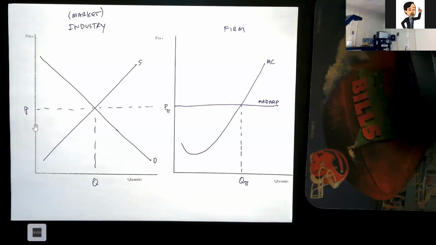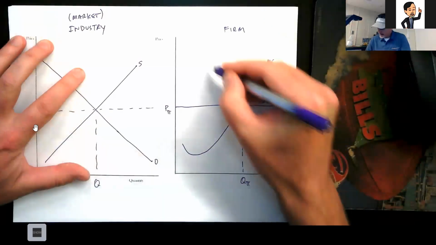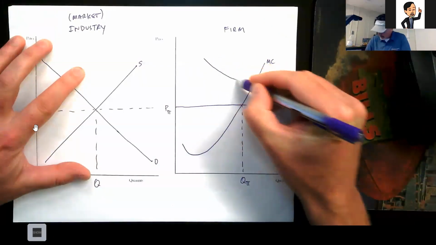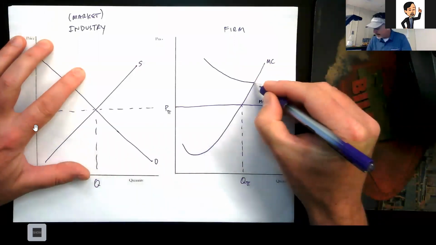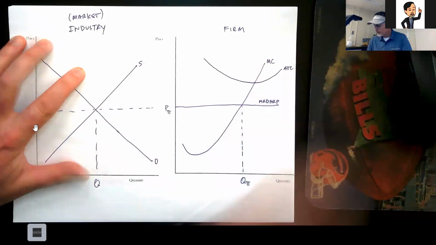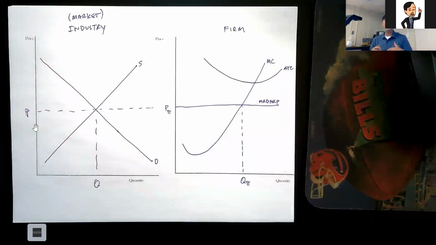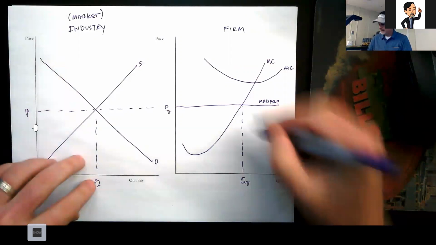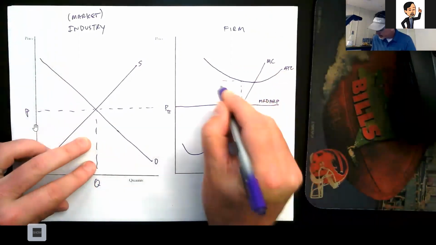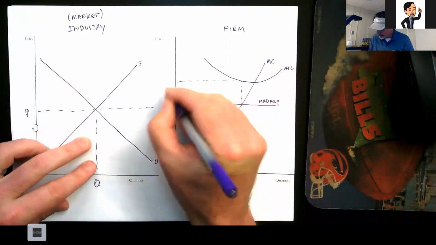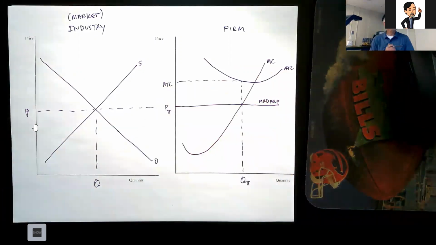Okay, we should all have drawn in something that looks a lot like this. Make sure your minimum point goes at MC. And there is our ATC curve. And how do we know these are economic losses? Because at the quantity where MR equals MC, what do we notice? ATC is greater than price.